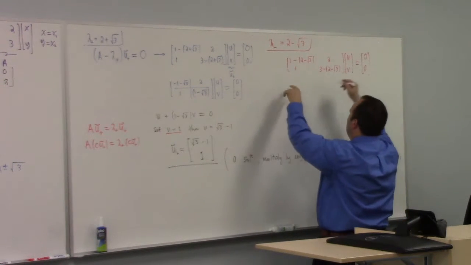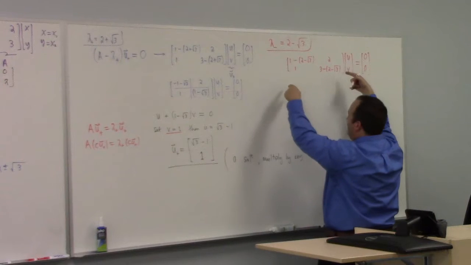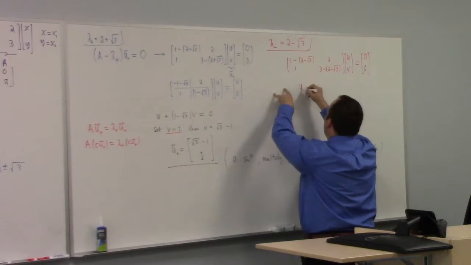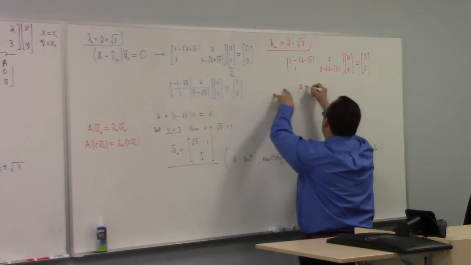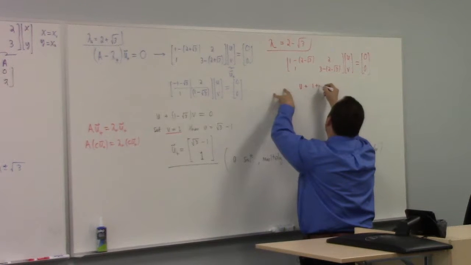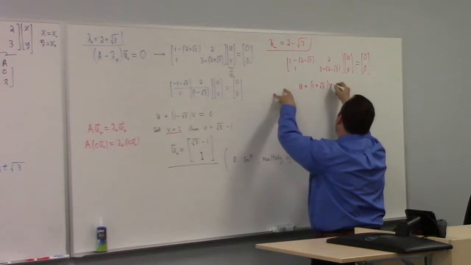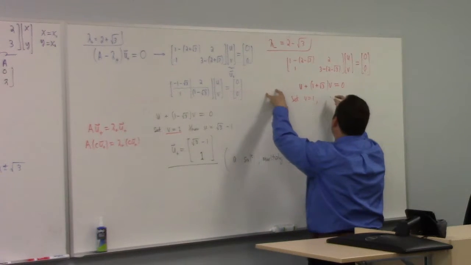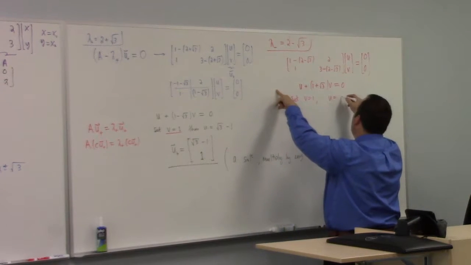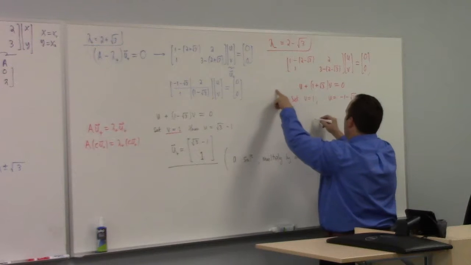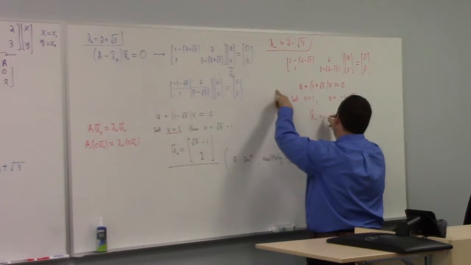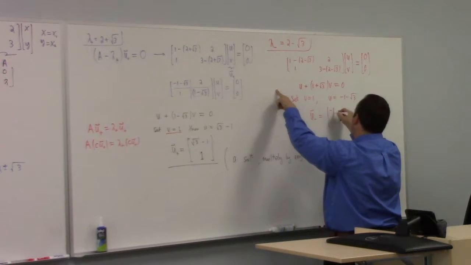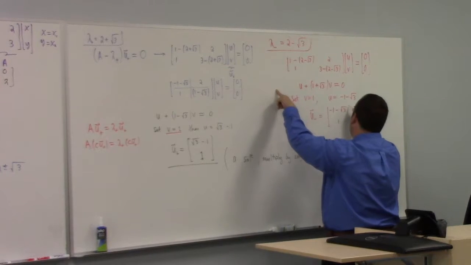And so you just pick whichever one you want. I'm going to pick, these are going to be redundant. I did my work right. So I'm going to get u plus 1 plus root 3 times v equals 0. So set v equals 1, and we get u equals minus 1 minus root 3. So u minus will be the vector minus 1 minus root 3, 1.